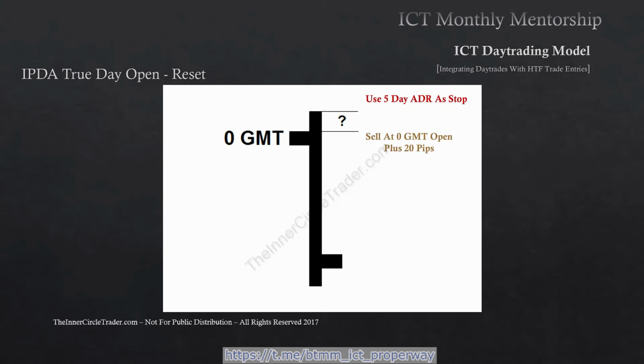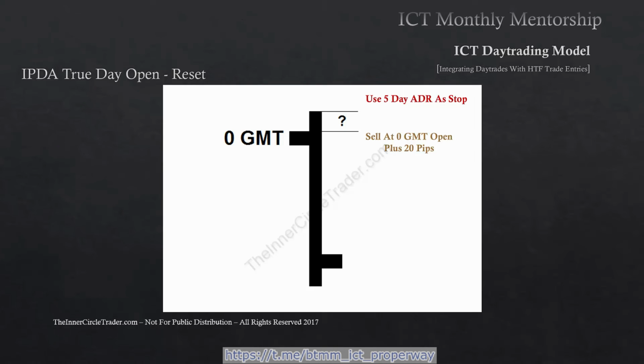So if that's the case, we can just look at the opening price, add 20 pips to it. There's your limit order. Your stop is the 5-day average daily range added to that entry, and then you use your higher time frame objectives for your profit, and you just go to sleep. Just let it go. Now, there's going to be some times you might have a 20 pip limit, and it doesn't go up 20 pips, and it just runs away.